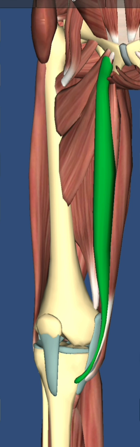It attaches proximally to the body and inferior ramus of pubis and distally to the upper part of the medial surface of tibia via what we call the pes anserinus. That means the gracilis attaches alongside the Sartorius muscle of the anterior compartment and also the semitendinosus of the posterior compartment.